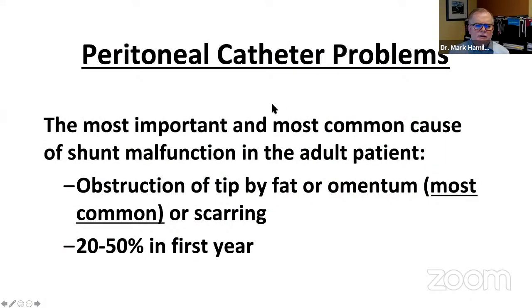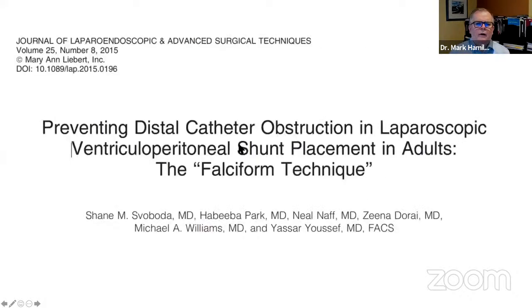The real problem in adults, a very common problem, is peritoneal catheter obstruction. It probably accounts for 20 to 50% of shunt failures in the first year. It's often obstruction by fat or omentum, or occasionally in long-term shunts by scarring or the occasional development of a pseudocyst. So there was this paper from Baltimore back in 2015 using a laparoscopic technique to place the catheter through the falciform ligament. The falciform ligament connects the anterior abdominal wall to the liver, anchoring it just behind the liver.